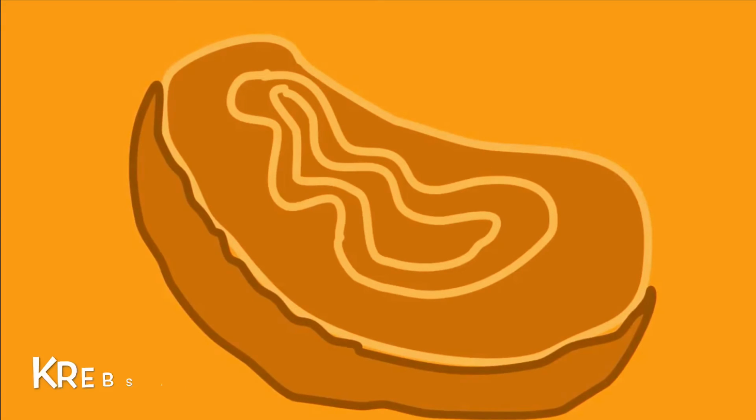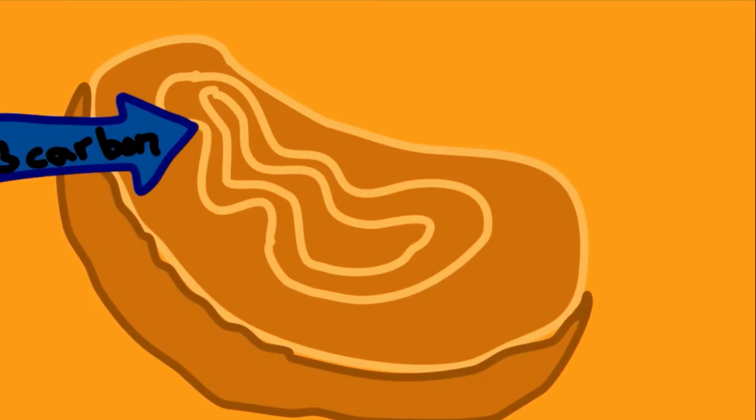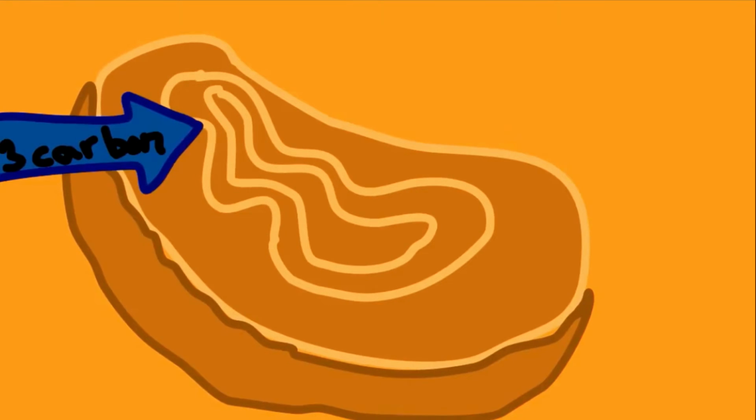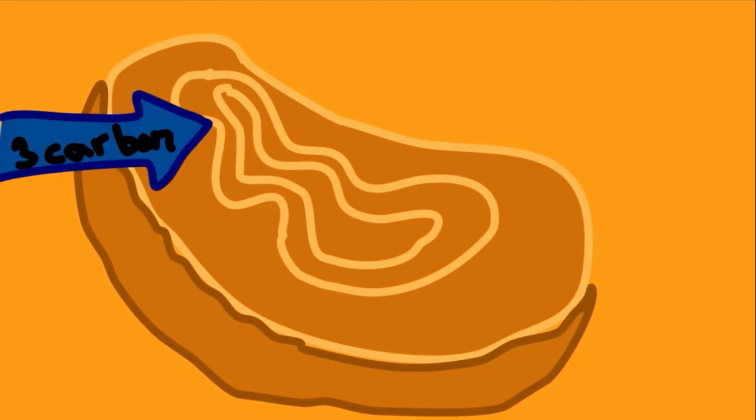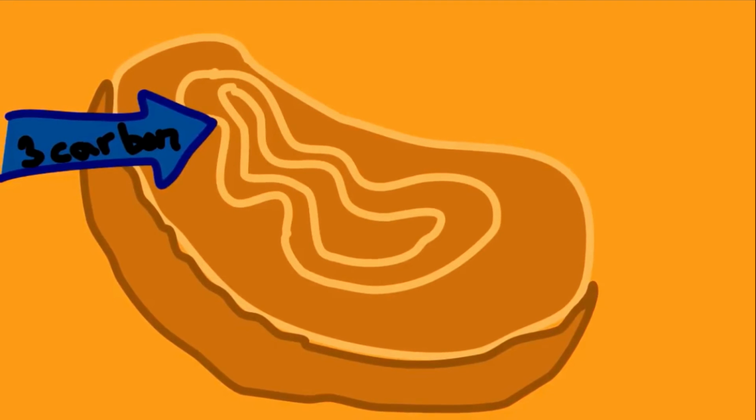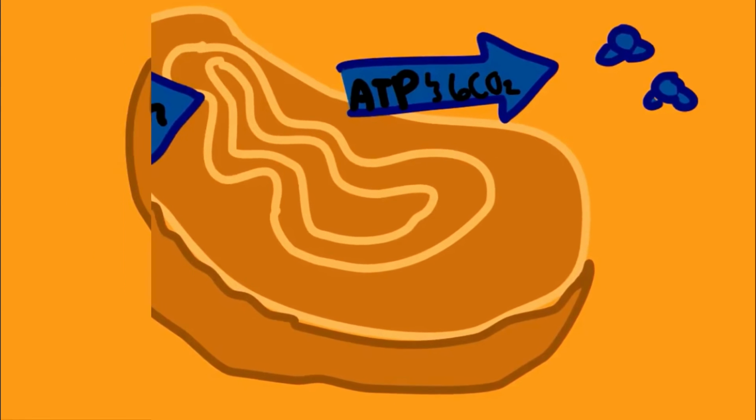Cellular respiration begins, it goes into its first stage, the Krebs cycle. In the Krebs cycle, 3 carbon molecules from glycolysis enter cellular respiration in the mitochondria. They move through the matrix, an area enclosed by the inner membrane, and all that's left when it comes out is ATP and carbon dioxide.